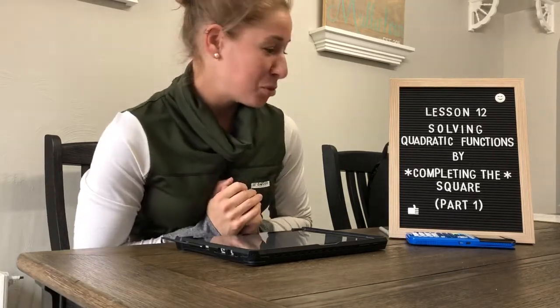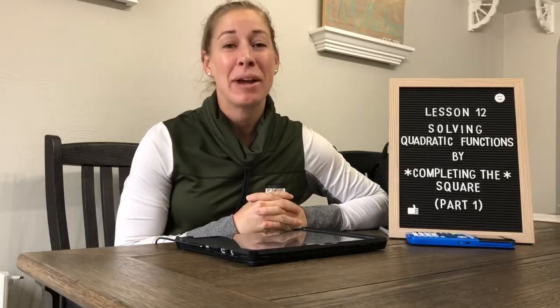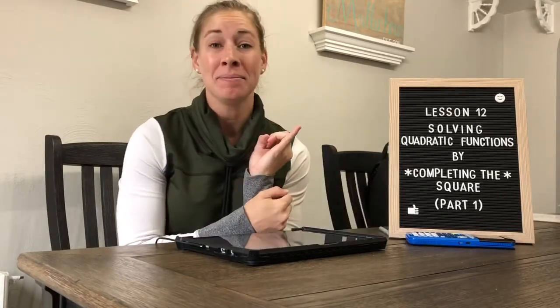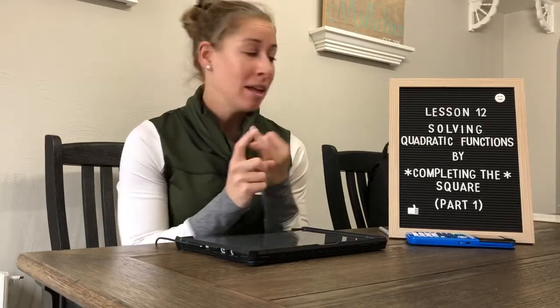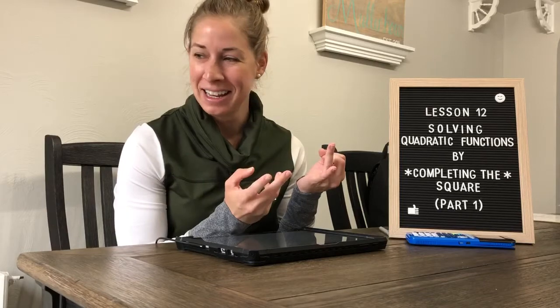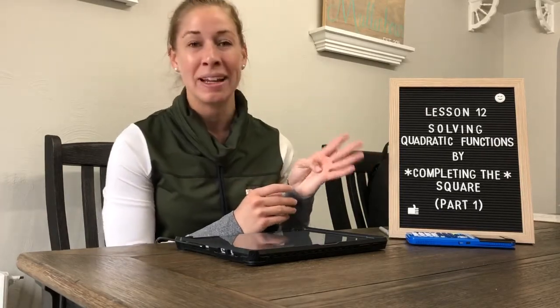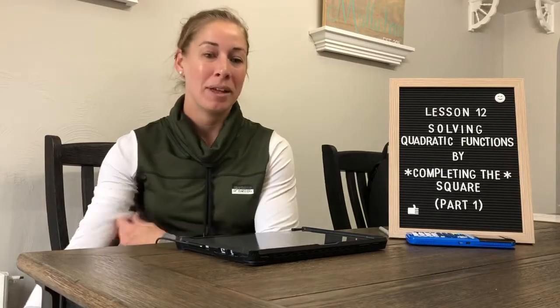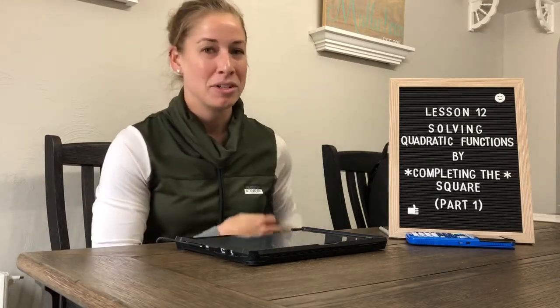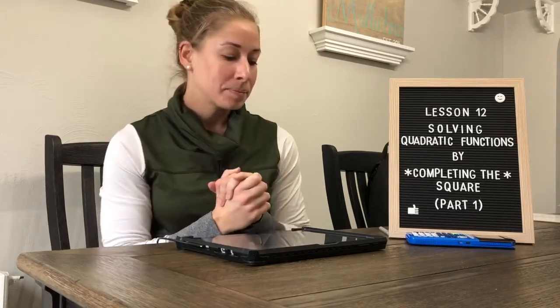Today is lesson number 12, and we're starting a new method to solve a quadratic equation. So we've had graphing, we've had factoring, we've had the one we just did, the square root method, and now today we're doing the completing the square method. It's going to pretty much be exactly what it sounds like, completing a square.